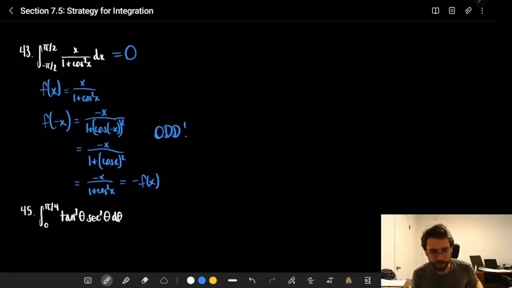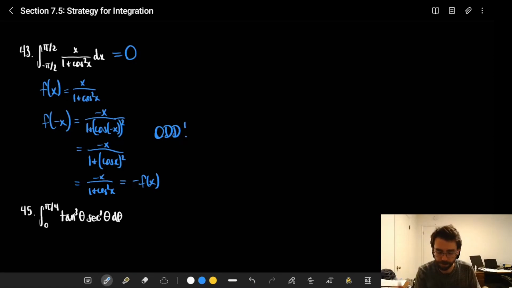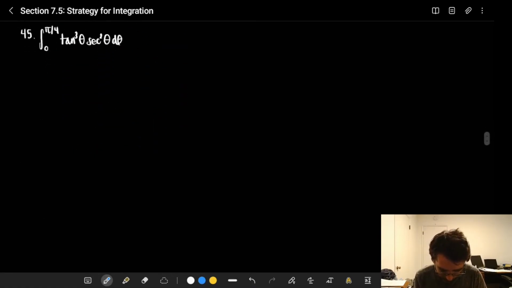Okay, I'm glad I didn't have to integrate that. Right, we just have to know that it's symmetric about the origin, and you have symmetric bounds. So negative area cancels positive area. This one, no such luck. We just have to tackle it.